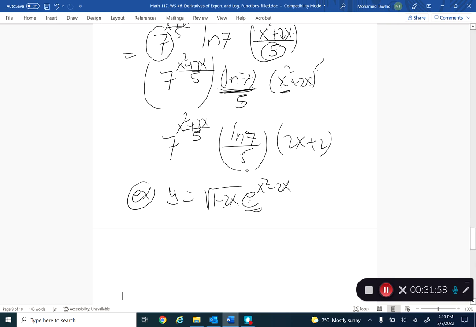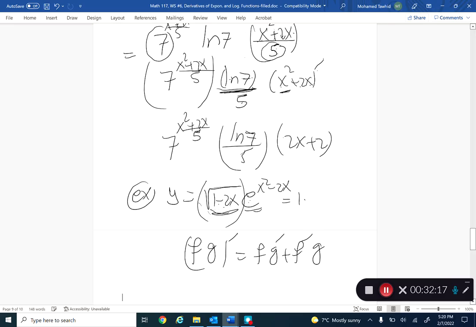So you see, when you hear multiply, it means the product rule. If you have f multiplied by g, the product rule is f g prime plus f prime g. Because that is the square root of 1 minus 2x, can I switch from this? Whenever you have a radical, you must switch to exponent. So you have 1 minus 2x to the power 1 over 2, the whole thing multiplied by e to the power x squared minus 2x.